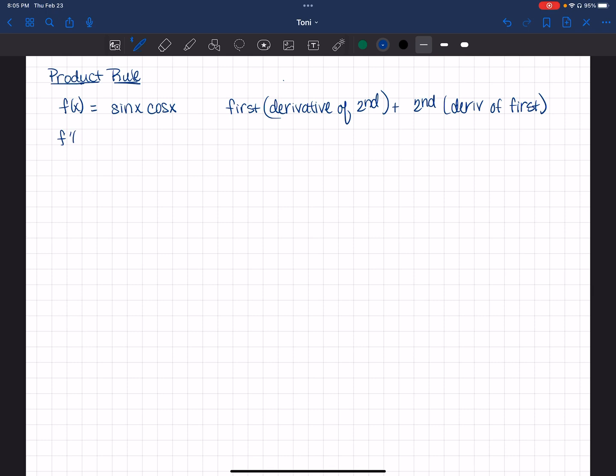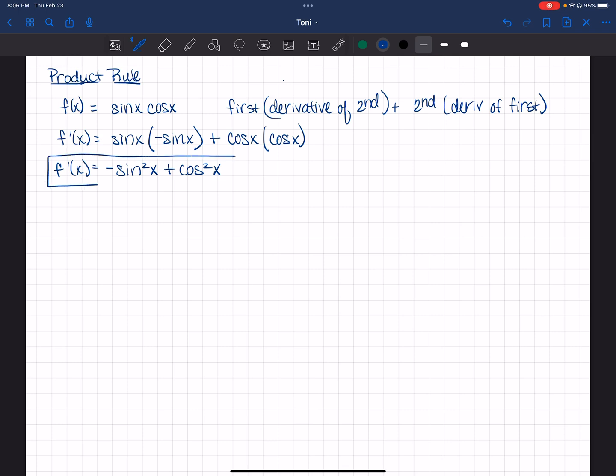So that means f prime of x is going to equal, well, first is sine x, so I just write it down, times the derivative of the second. Well, the derivative of cosine is negative sine x. Okay, plus the second, which is cosine x, times the derivative of the first, the derivative of sine x is cosine x. Okay, so that means that f prime of x equals negative sine squared x plus cosine squared x. Okay, and that's just a plain old simple product rule there.